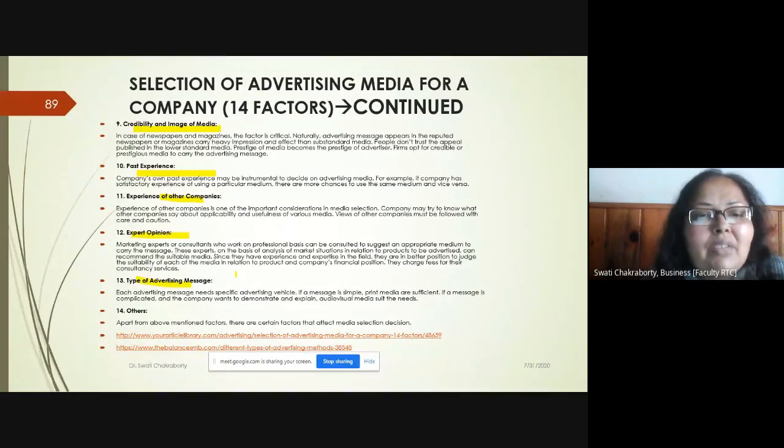Type of advertising message, right? The message that you are sending also really helps you in choosing the media. If a message is very simple, the media should be simple. If it's complicated, come up with a more audiovisual media which would actually suit the message. And there are other factors. There can be certain other factors also other than all this.